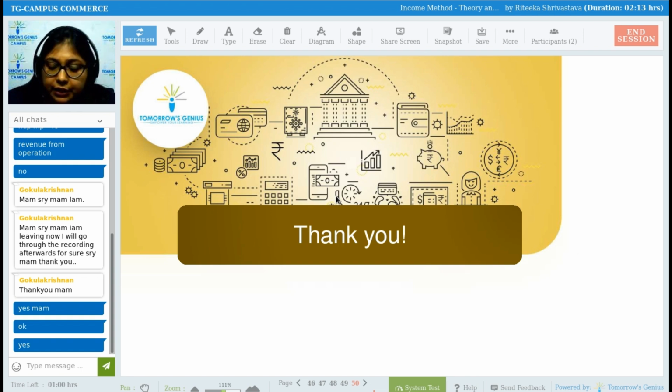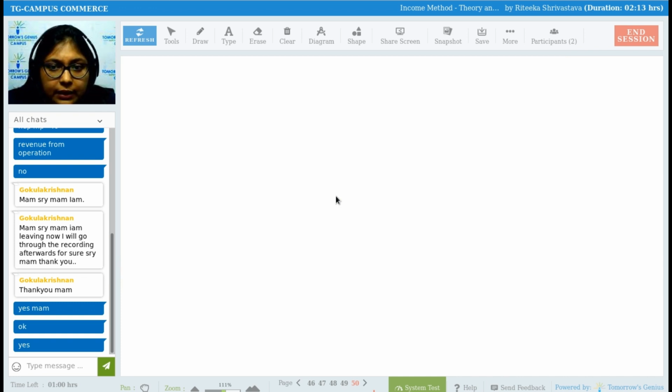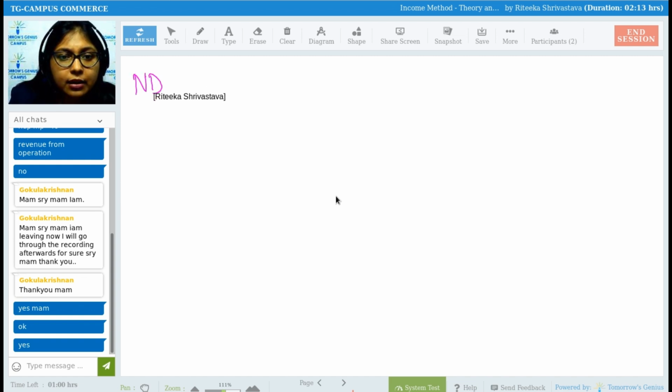Fine. So this was all the theoretical part which we saw with the national income method. Now I'm going to write down all the important formulas, which you can note down, and then finally we can start with the sums. So first of all, very important, income method is denoted with NDP at FC, that is net domestic product at factor cost.